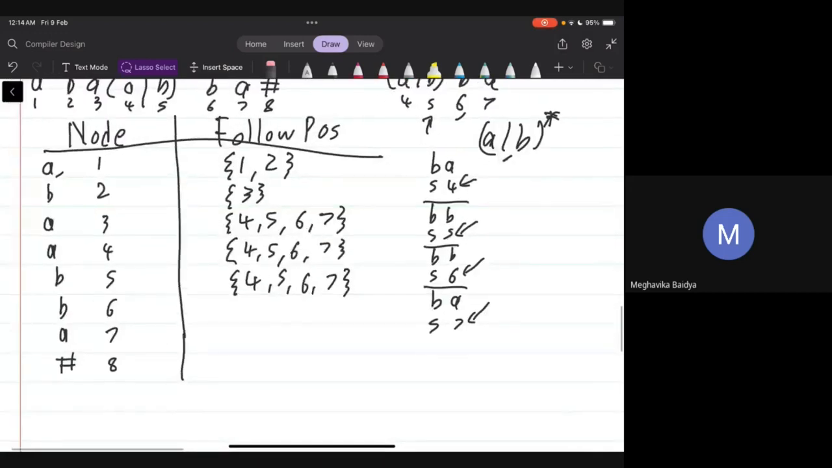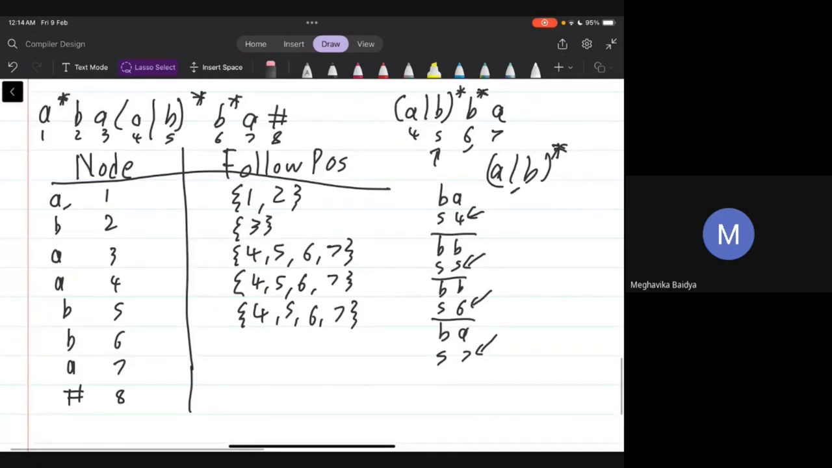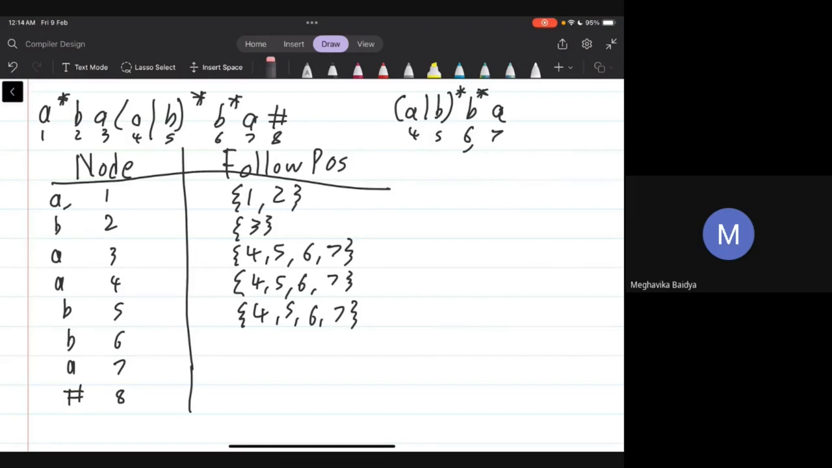So did you get this 4, 5, 6, 7 for 5? Yeah, I got it. So 4 and 5 are done, so we can entirely remove this, erase this. Now we have 6 and 7.